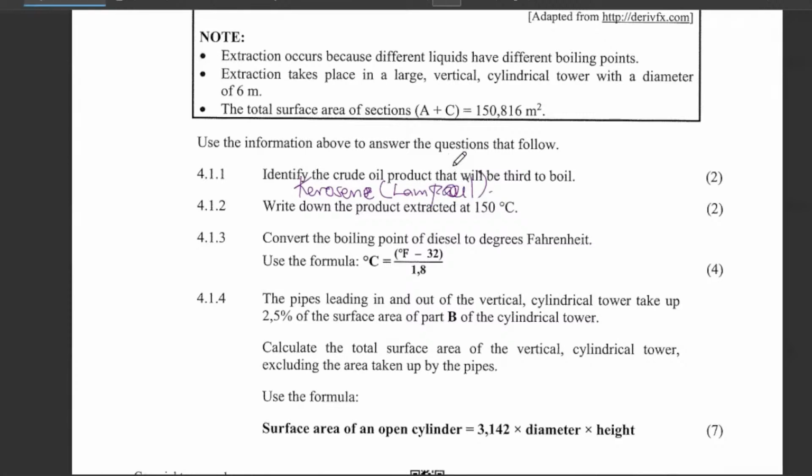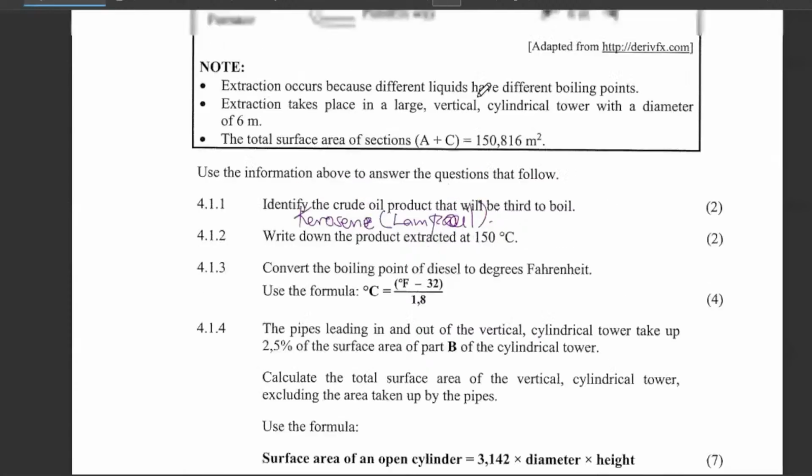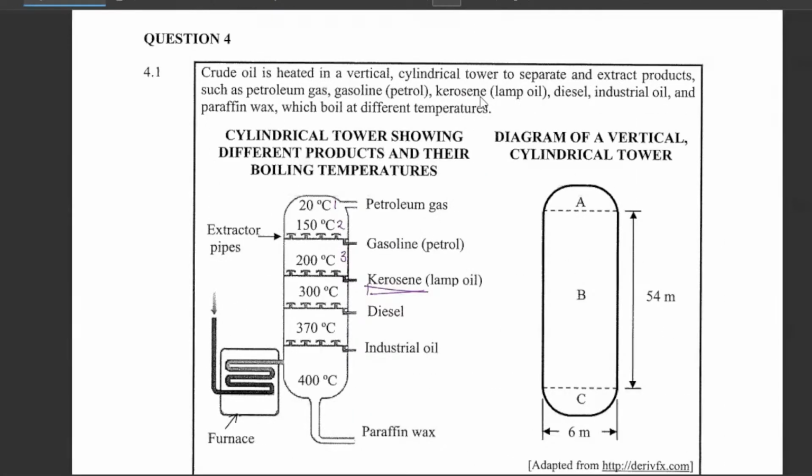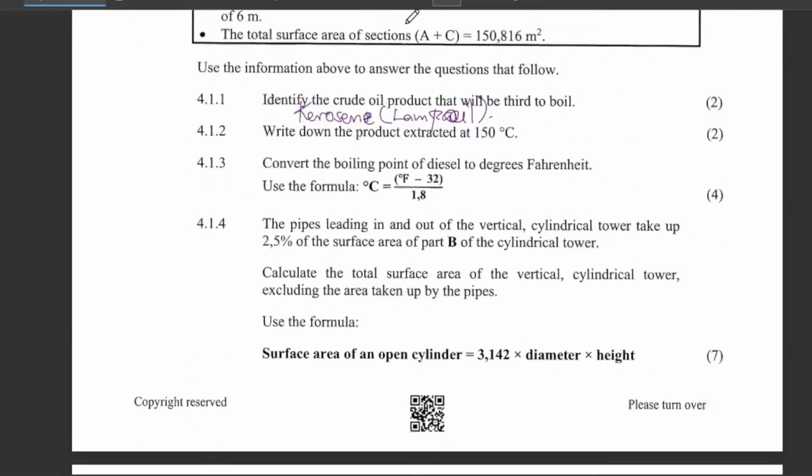Write down the products extracted at 150 degrees. At 150 degrees, we have gasoline, which is petrol.